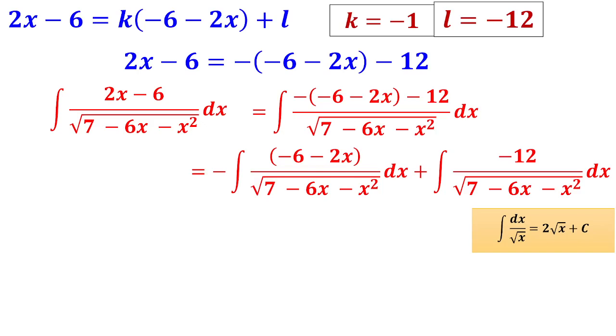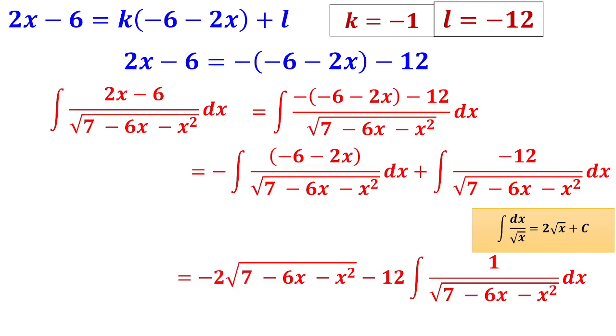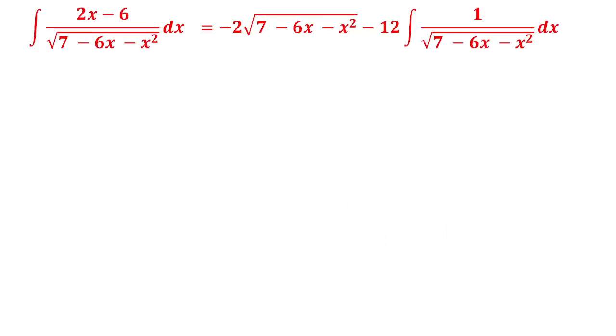But the first integral can be done directly because the integral of dx upon root x is 2 root x. The numerator contains the differentiation of the quadratic factor inside the square root, so you can directly write it as 2 into the square root. Now we have to evaluate only the second integral.